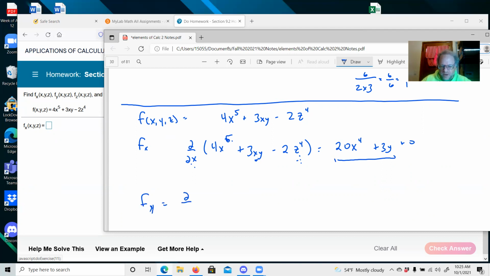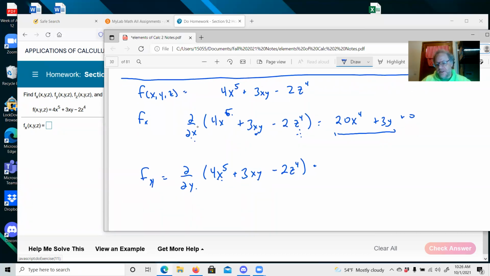f_y is equal to the partial with respect to y of 4x to the 5th plus 3xy minus 2z to the 4th. I like this one the most. Because y doesn't care about x, that first term is 0. This is a constant as far as y is concerned. So we have 3x times the derivative of y, that's 1. And again, for the negative 2z to the 4th, y does not care what's going on here, so the derivative is 0. It's a constant.